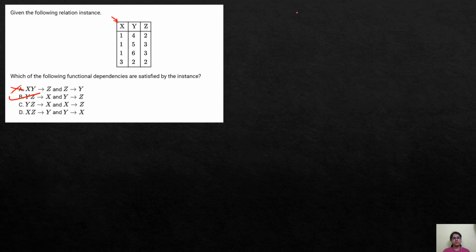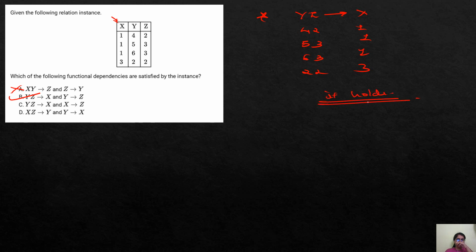Okay, so YZ and X. Let's write the values of YZ: 4, 2, 5, 3, 6, 3, 2, 2, and here 1, 1, 1, 3. The values are all unique, so we don't have to check the RHS side. That's why it holds. Why does it hold? Because the LHS values are all unique.